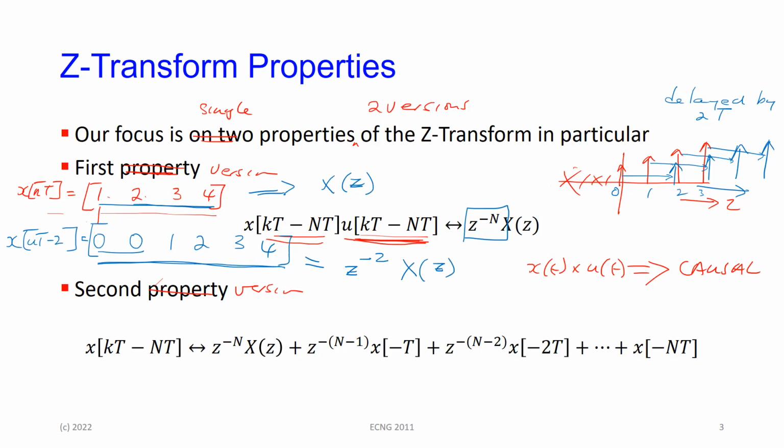That's all that property is saying. Fair enough? So if you take the sequence and you delay the sequence, this one is the causal version. This one here, because of the unit step, is the causal version of that.